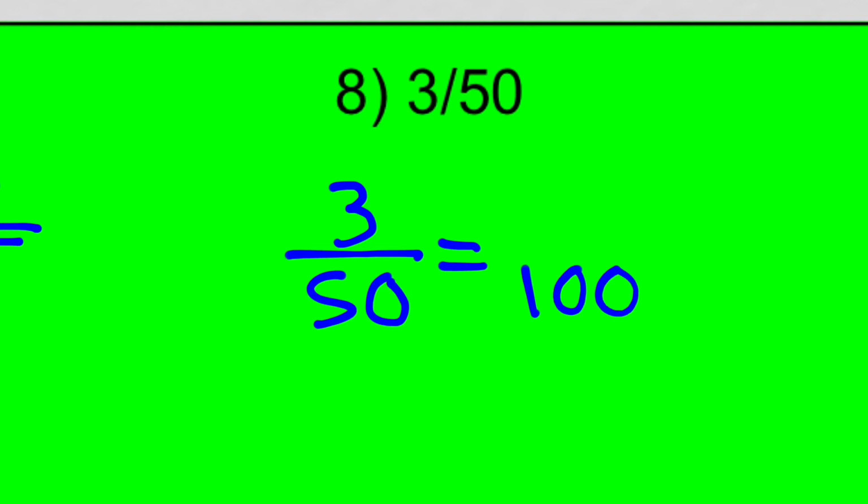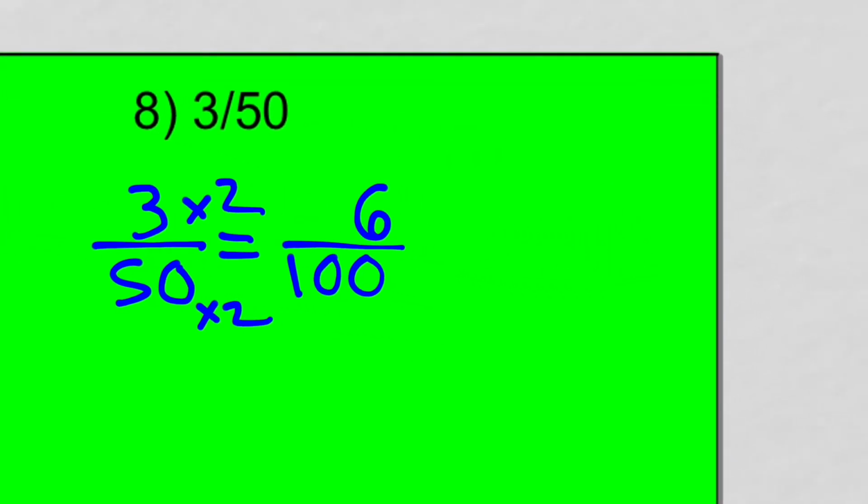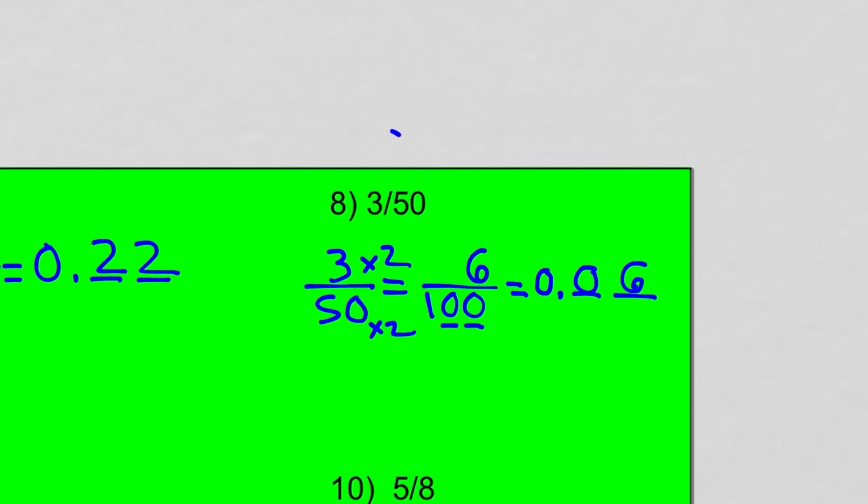Number 8, 3 out of 50. You can make a fraction out of 100 by timesing by 2 and timesing by 2. That'll be 6 out of 100. 2 zeros on 100, which means 2 decimal spots. We need to have 6 hundredths. So this is the tenths. Forgot my decimal. This is the tenths and the hundredths. So we have to have a 6 in the hundredths and a 0 placeholder. 0 and 6 hundredths.